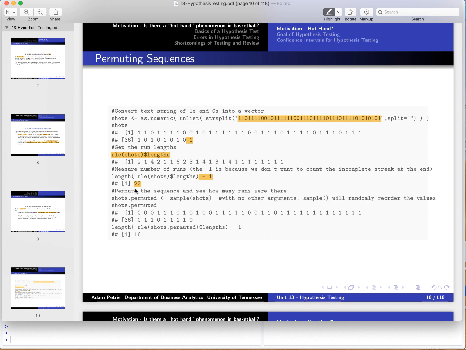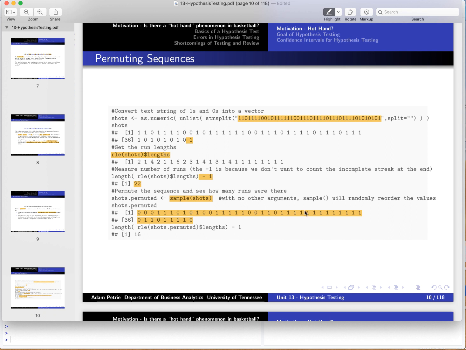So is this value of 22 unusual? Is this something that's not very likely to be seen when shots are made or missed just at random? So let's generate a random sequence. Let's run sample with our vector of original data values here. With no additional arguments, sample is just going to randomly reorder the values in the original vector. So here's an example of a randomly permuted sequence. And here's something that's kind of crazy. Notice how long of a streak of ones that we have. This was generated purely at random by just shuffling up the ones and the zeros from the original data.